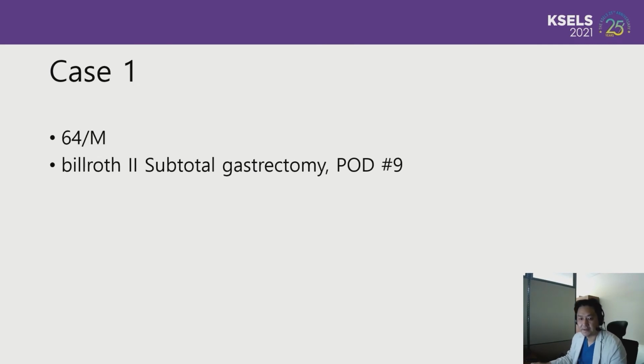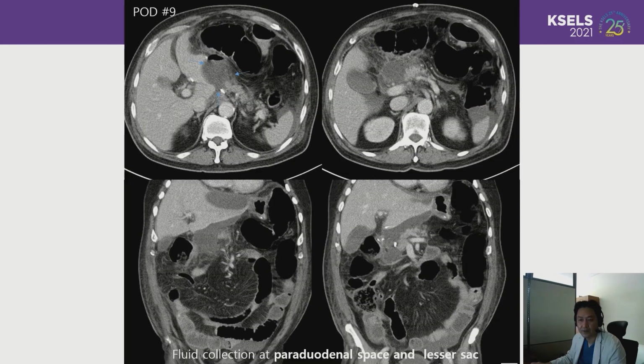This is a case. The first case is a 64-year-old male patient who underwent Billroth 2 subtotal gastrectomy for treatment of gastric cancer. This is a CT scan after 9 postoperative days. We can see the fluid collection at the duodenal stump and lesser sac. This is a postoperative duodenal stump leakage and we plan to drain this fluid.